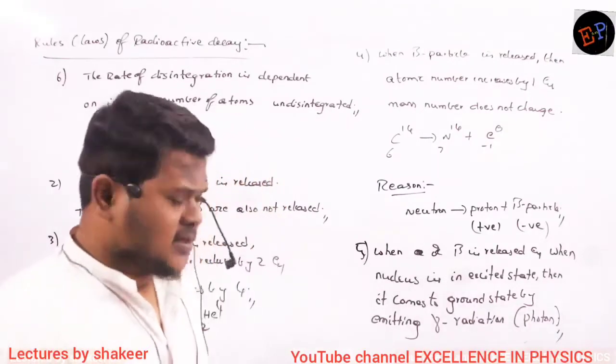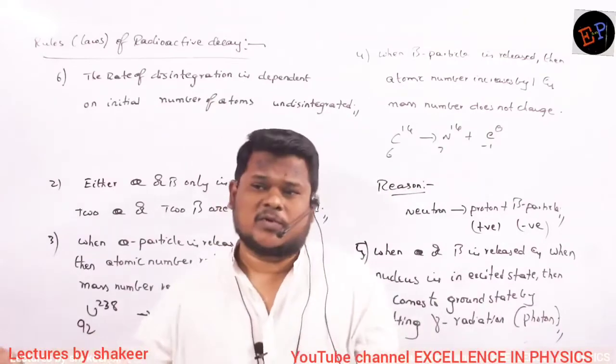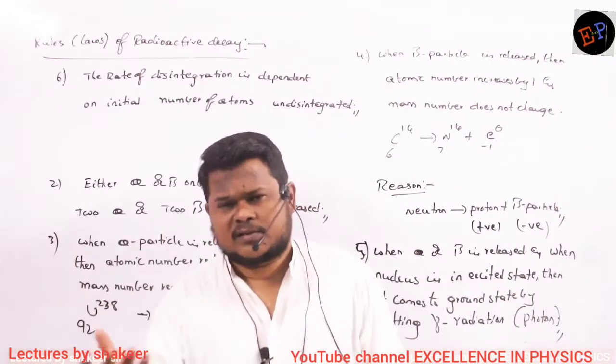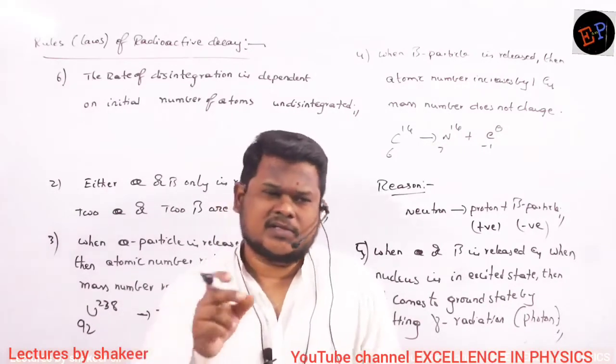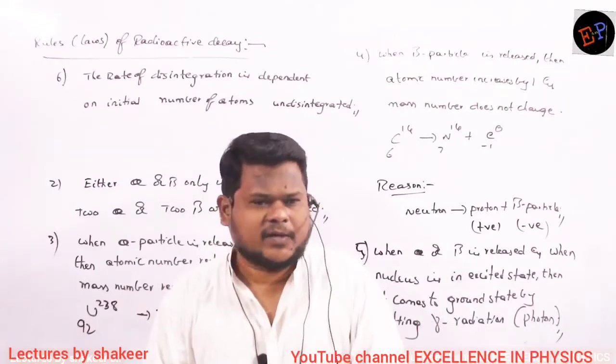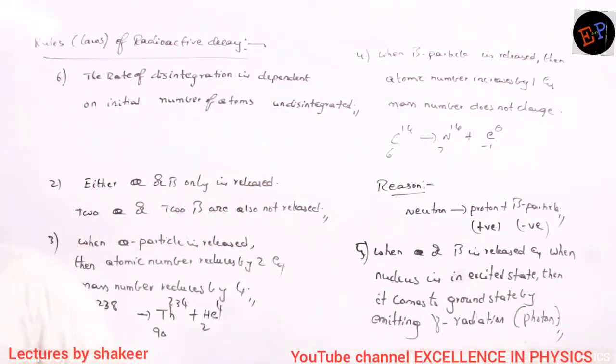Are you able to understand? If there are only 100 atoms, very few atoms will disintegrate. If there are 1000 atoms, more atoms will disintegrate. If there are 10,000 atoms, some more atoms will disintegrate. This is understandable, no? Atoms unte disintegration kuda konchame. If there are more atoms, more disintegrations can happen. Okay. So these are some of the laws given by Rutherford and his associates. Understood, no? Make a note.